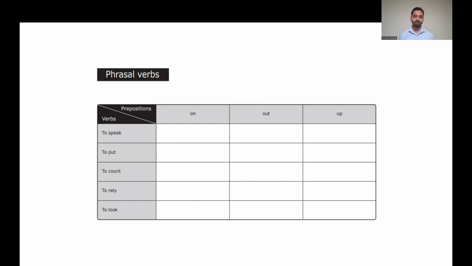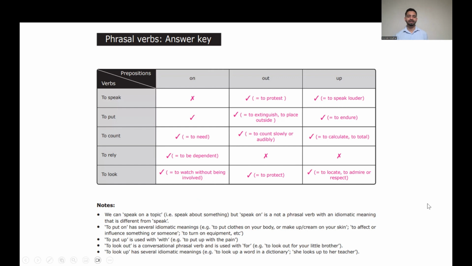So we've got to speak, to put, to count, to rely, and to look. Okay, and we'll discuss the meaning of each one of them as well. All right, I hope you got a chance to do this activity on your own. Now we're going to discuss the correct ones. There is a caveat here, but I will share what each of them means, and what things they can collocate together. We've got verbs and prepositions here: on, out, and up, and to speak, to put, to count, to rely, and to look.